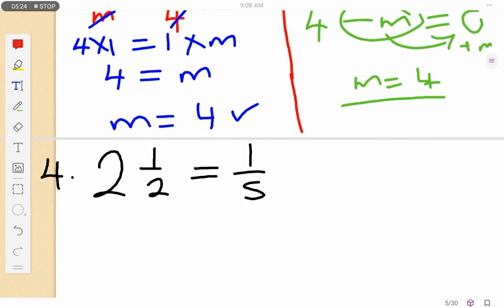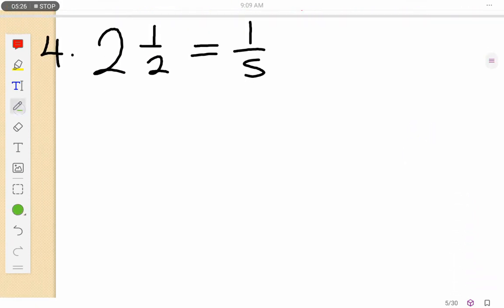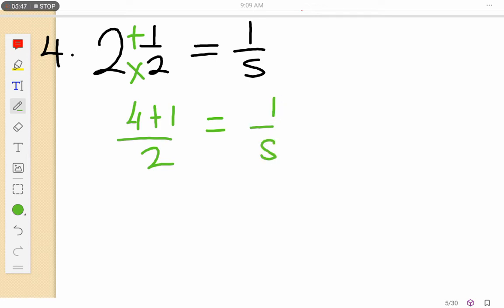Let's go on. Okay, this one, firstly, I can multiply and add here to have a fraction. So when I have this, I can have it as 2 times 2, I get a 4, plus 1 over 2, is equal to 1 over s. Then here we have 5 over 2 is equal to 1 over s.